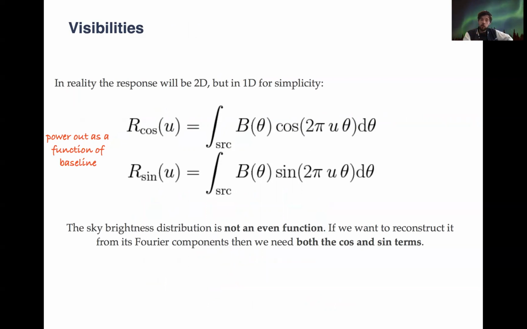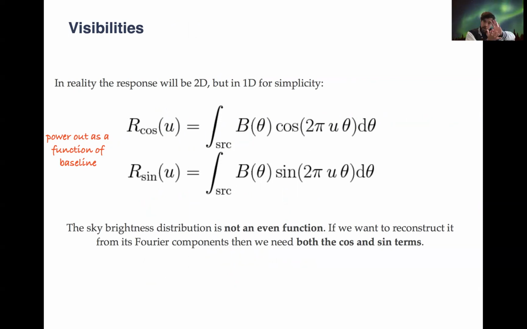And what I'm trying to show is that when you take a sample of the sky, what you've got is these terms such as the amplitude of your signal, but also these phase components, depending on where the source is exactly in the sky. An important thing to note is the sky brightness distribution is not an even function.